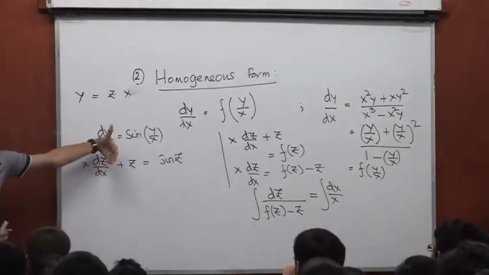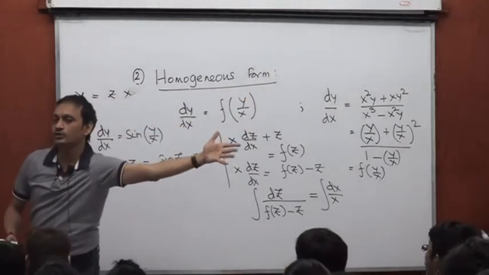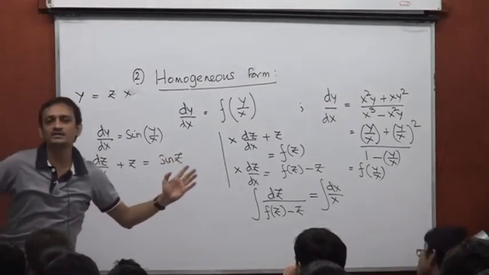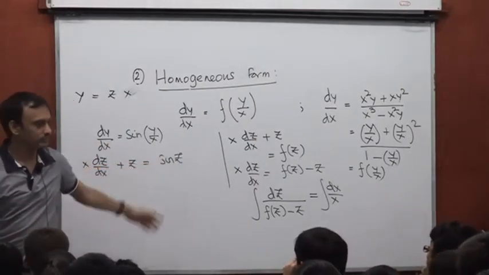So this is what you do, right? Each time you have dy/dx as a function of y by x alone, you close your eyes and put y equal to some z times x and proceed like I did. All right.